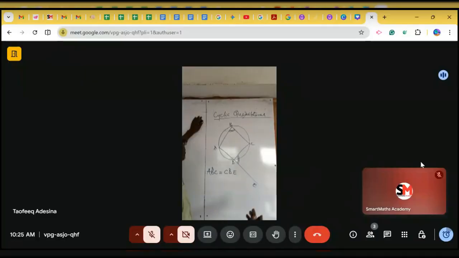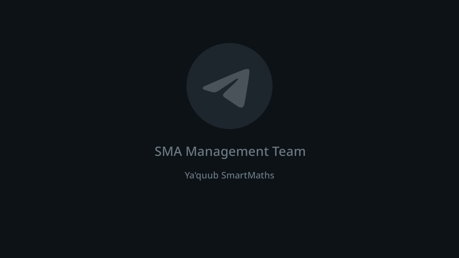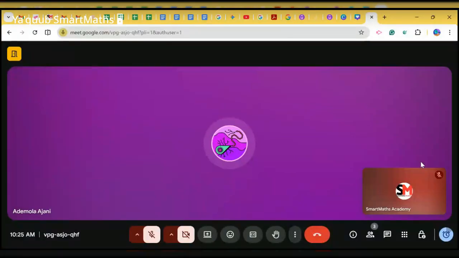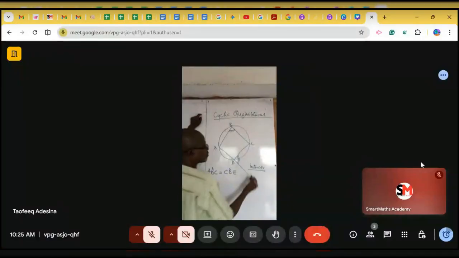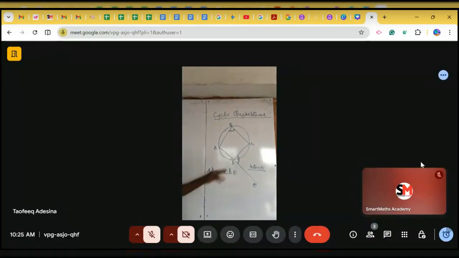Let's use the figures. Yes, sir. You say the exterior angle of a cyclic quadrilateral is equal to the opposite exterior angle. It's equal to the opposite interior angle. Interior, not exterior. The exterior angle is equal to the interior opposite angle, and this is the interior opposite angle. Are you clear with that? Yes, sir.